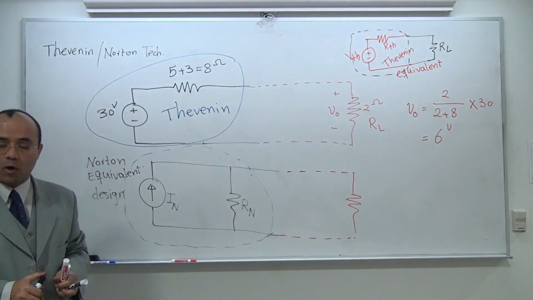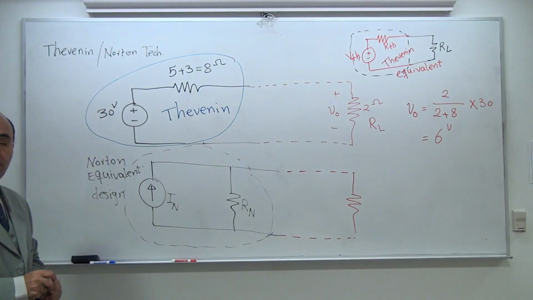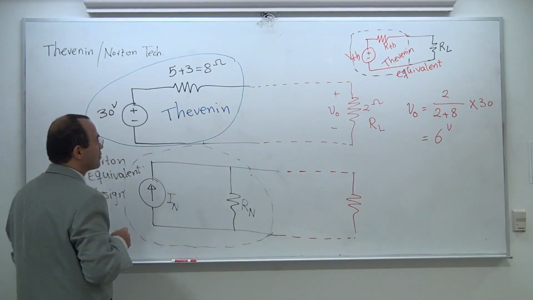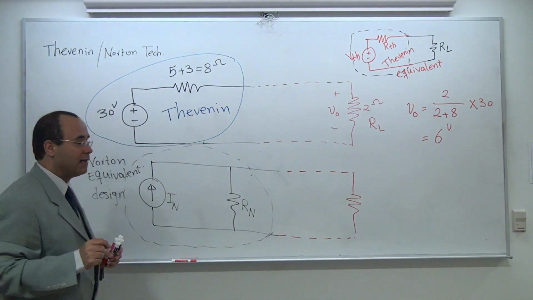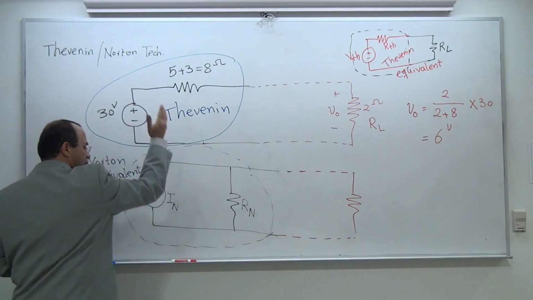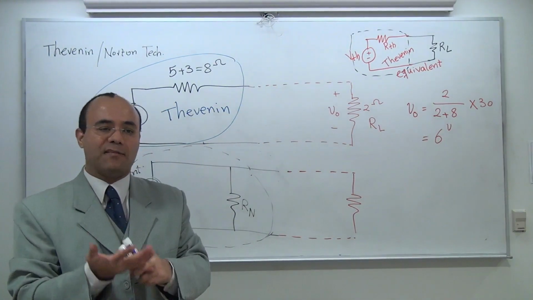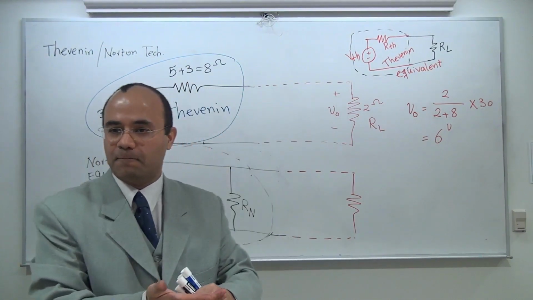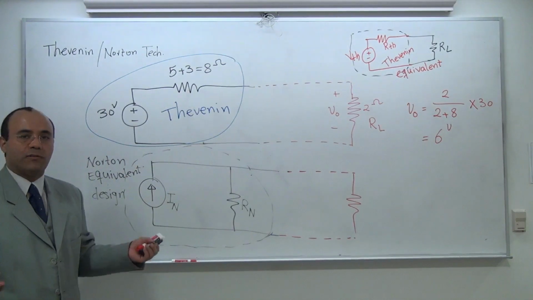I'm going to talk about the properties and the way, in various environments, to find these equivalent designs. But if you found Thevenin, and most of the time Thevenin is a lot easier, it's very easy to find Norton. Norton is one last source transformation of Thevenin. Thevenin is one last source transformation of Norton.